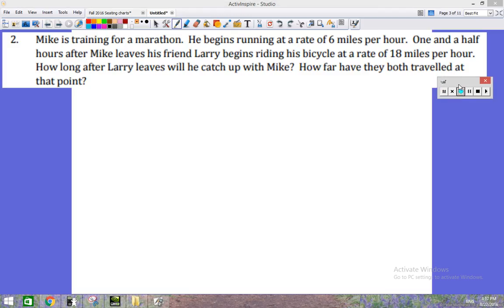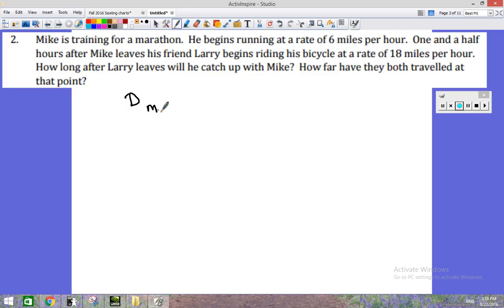And when Larry has caught up to him, then they have each traveled the same distance, not in the same amount of time, because with Larry riding the bike and going so much faster, he covered the same distance in a lot less time. How far have they both traveled? All right, so any time that you're catching up to somebody and you've started from the same place, and when you caught up to them, you're both together, you've traveled the same distance.